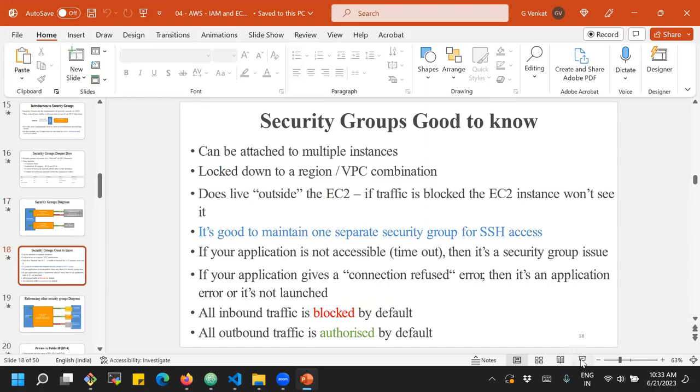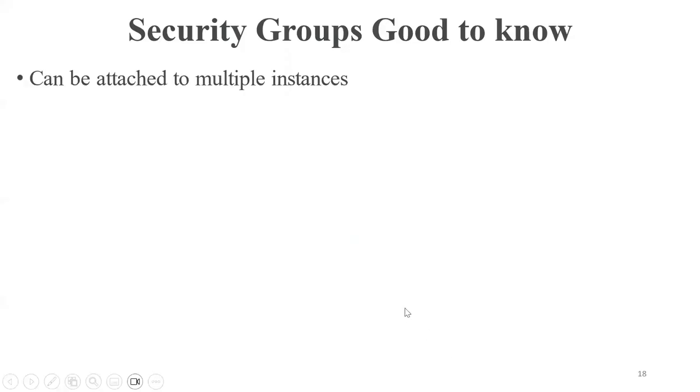Some important points on the security group. It can be attached to multiple EC2 instances. One security group you can attach to multiple EC2 instances. Suppose I need to connect to multiple EC2 instances with SSH from my system. Then what we can do? Create one security group especially for SSH, allowing that only for your IP address. Then attach that one to all the EC2 instances for port 22.